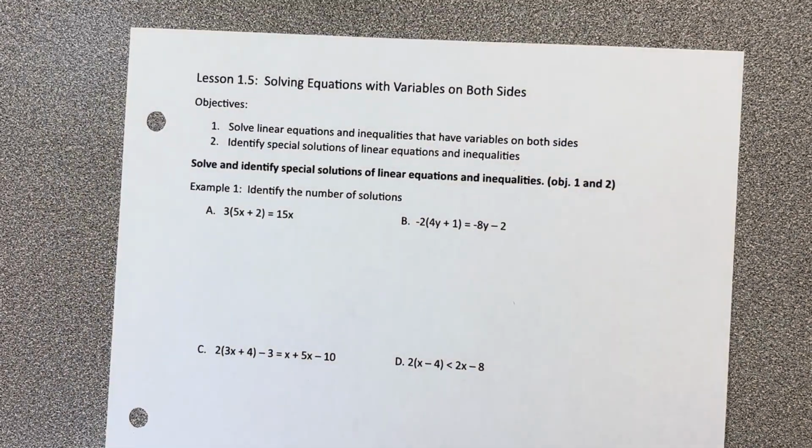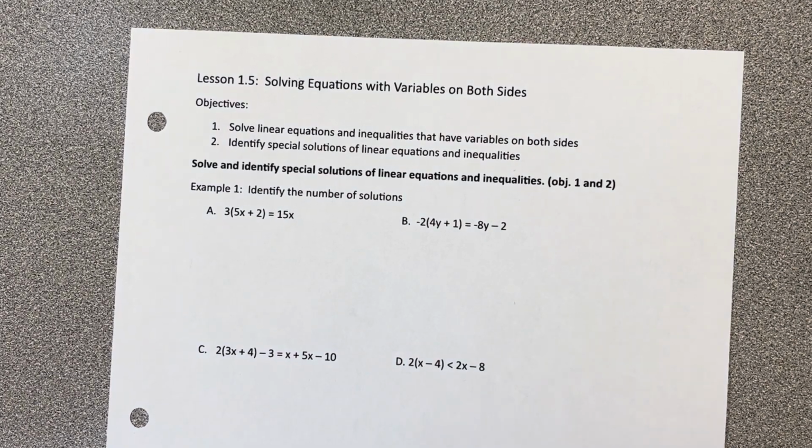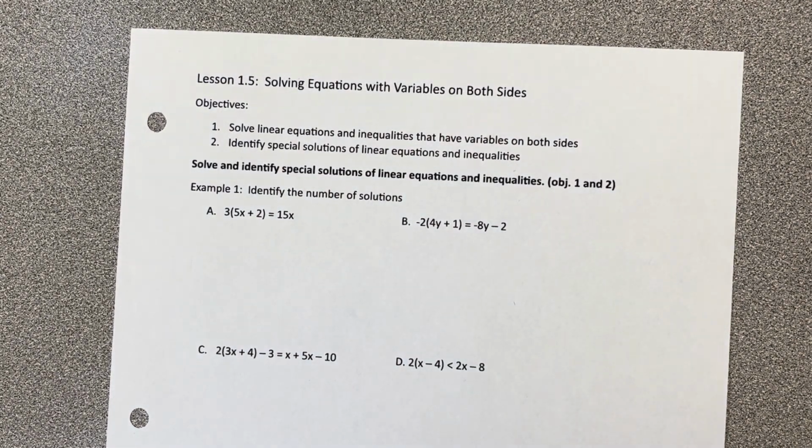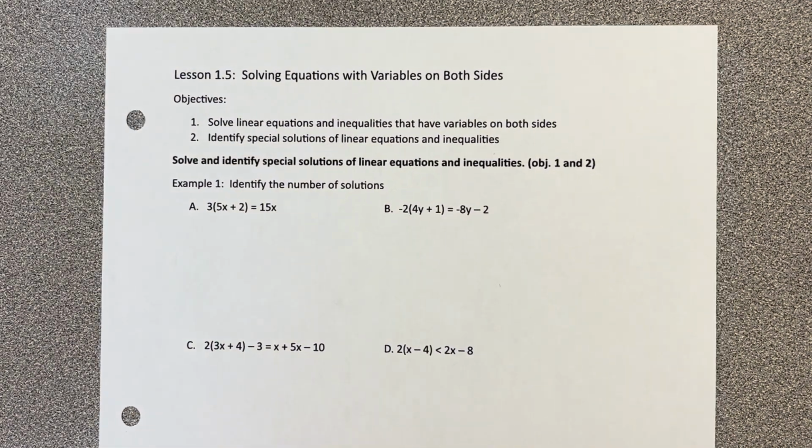Hey, Algebra 1. Today we're going to look at lesson 1.5, solving equations with variables on both sides. And you might be asking yourself, wait a second, wasn't that 1.4? Well, you would be correct. But today, objective number 2 is a little bit different than what we've seen before. It says identify special solutions of linear equations and inequalities.